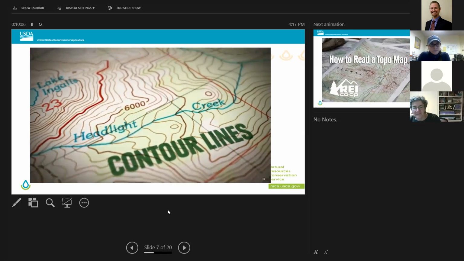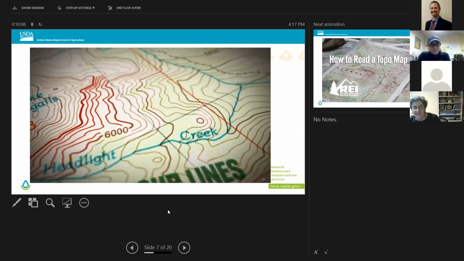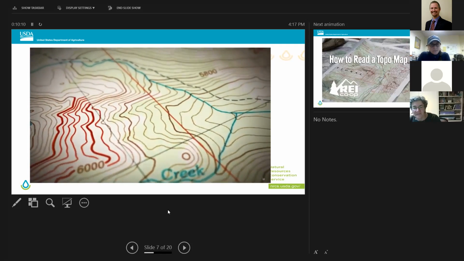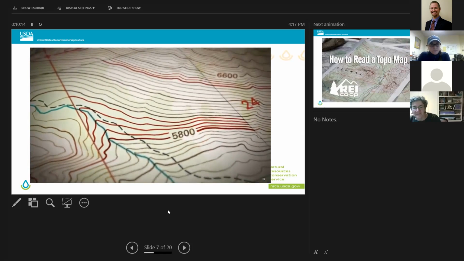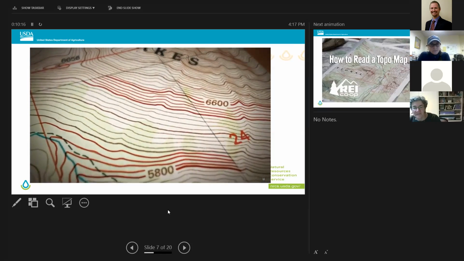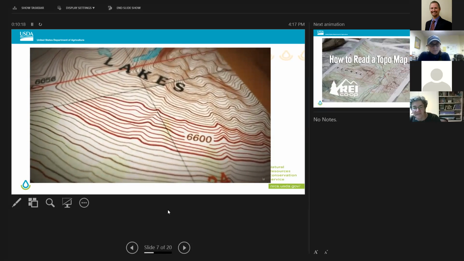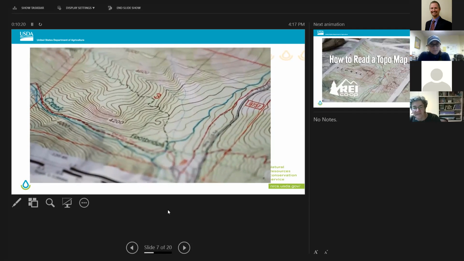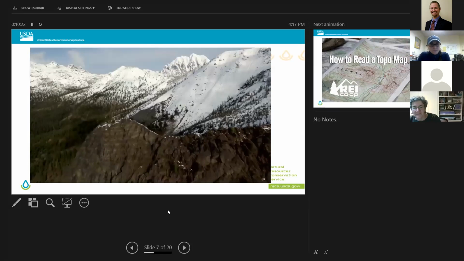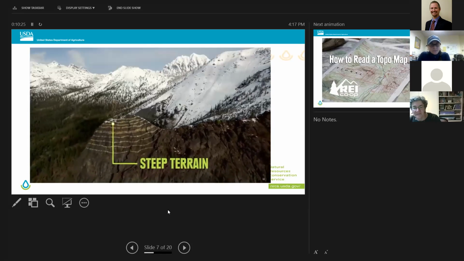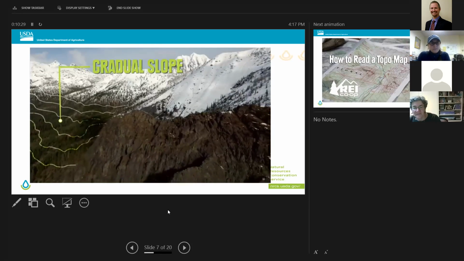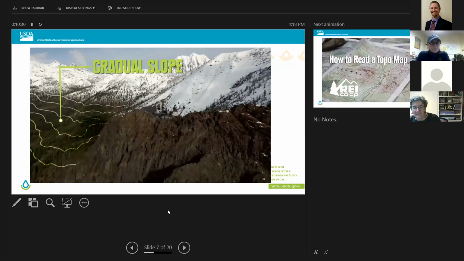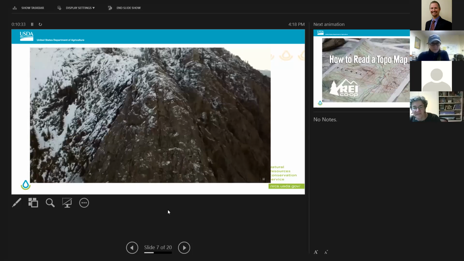Contour lines are what really make topographic maps special. These lines connect all the points on the map that share the same elevation. By looking at how the contour lines spread out and come together, you can get a good sense of what the terrain looks like. When the lines are packed close together, that tells you that the elevation is changing a lot in a short distance, so the terrain is quite steep. As the lines spread out, the elevation changes more slowly, so the slope is more mellow.